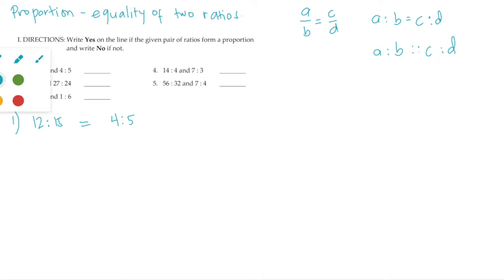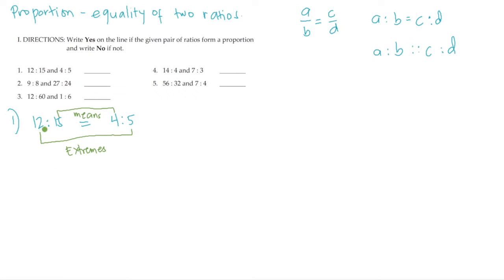Ano ba dito yung extremes na sinasabi natin? Extremes, ito yung nasa labas ng mga ratio. So, this is the extremes, and this is the means. Tandaan nyo na yung extremes, yun yung nasa labas ng ratio, means yung nasa loob.